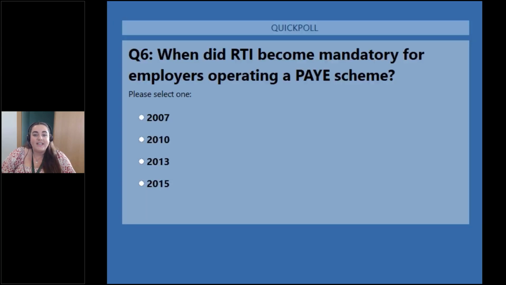And question 6 is, when did RTI become mandatory for employers operating a PAYE scheme? Was that 2007, 2010, 2013, or 2015? So when did RTI become mandatory for employers operating a PAYE scheme?